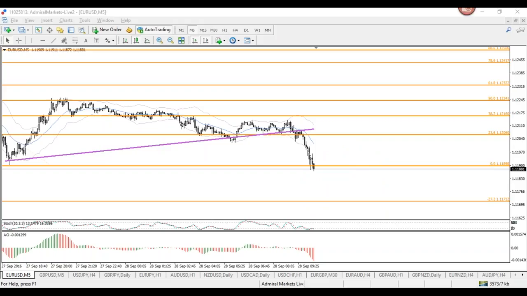Let's go to the DAX, and then we'll take a look at the Kiwi, and then we'll take a look at the dollar yen and the other yens. All right, DAX, I think someone was asking for the DAX. Let me double check.